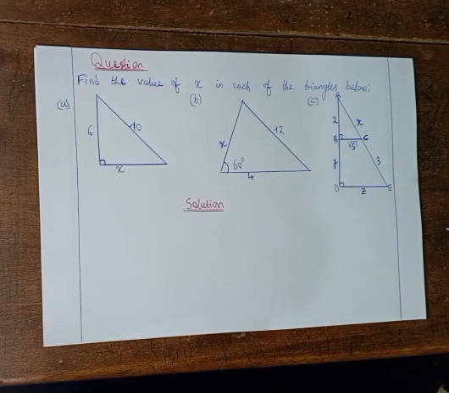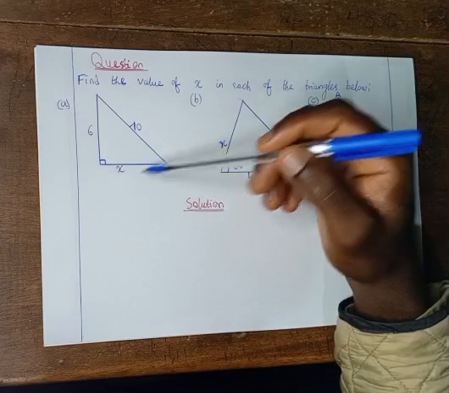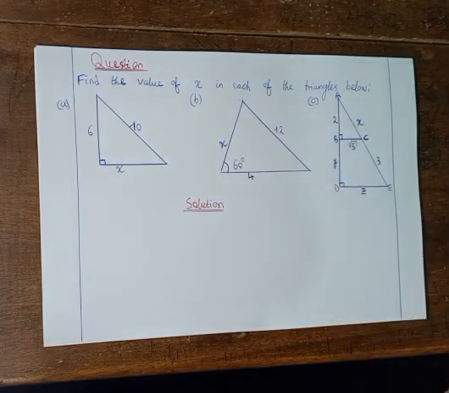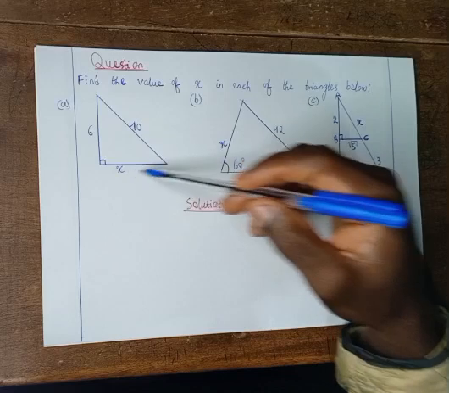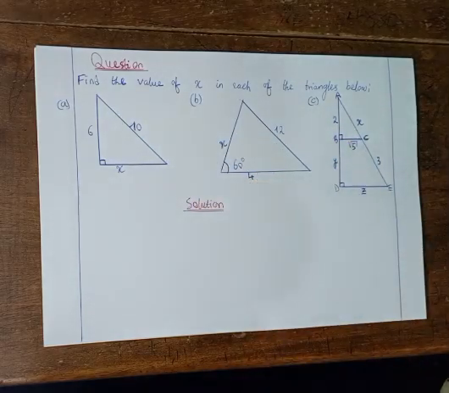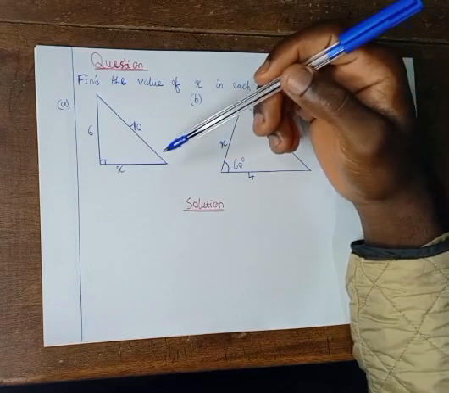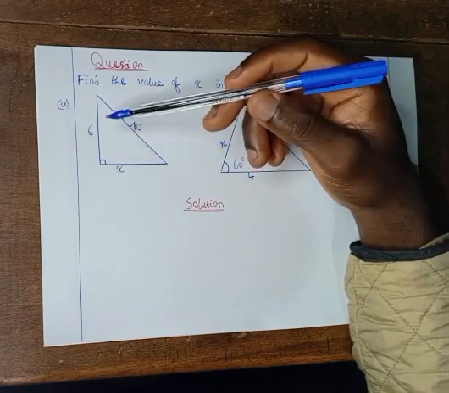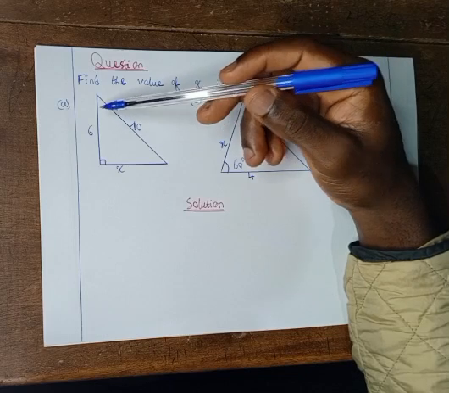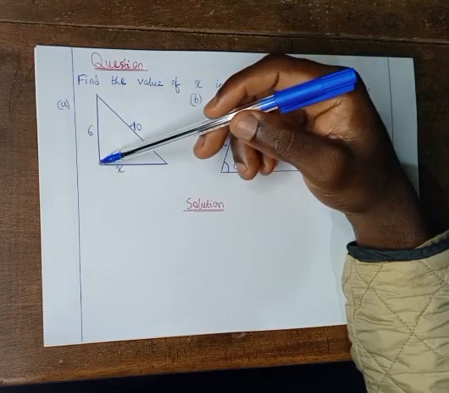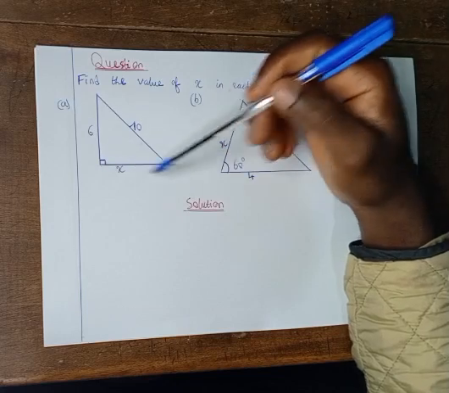For us to find the value of x in this triangle, we are going to make good use of Pythagoras Theorem, which states that for any right angled triangle, if you take the square of the hypotenuse, it is equal to the sum of the squares of the height and the base.